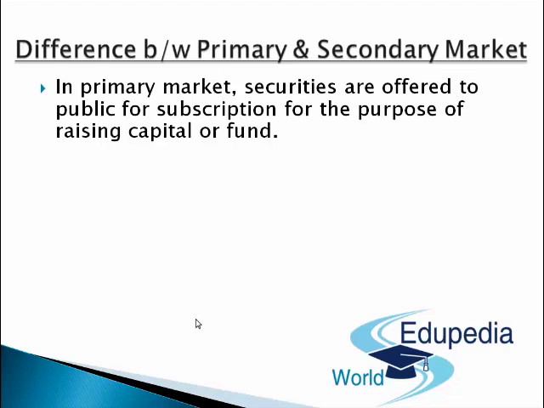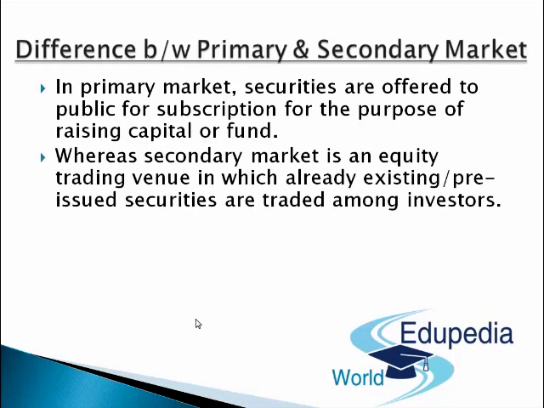The issue of securities when they are first listed in the market enters the horizon of the primary market. That is the first time in which securities are offered to the public for subscription, basically for the sole purpose of raising capital or funds. Whereas the secondary market is an equity trading venue in which already existing or pre-issued securities are traded among the investors.